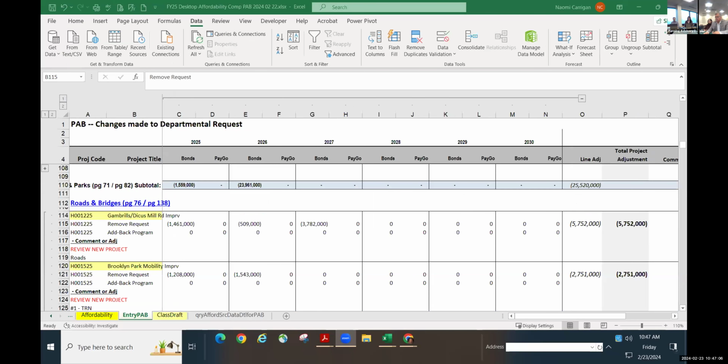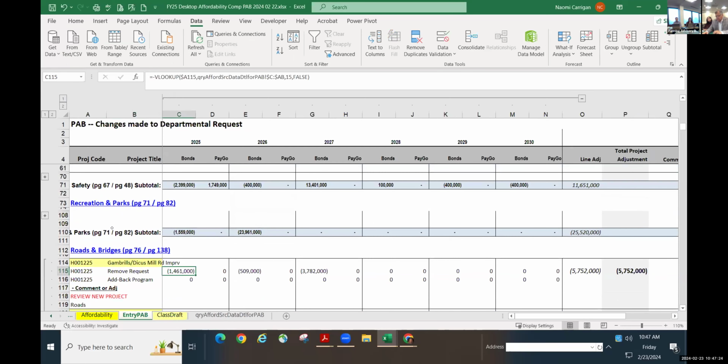Naomi, we're back. Naomi, I think you're muted. Thank you. Yes. So Naomi, I did have a comment. Can you enlighten us about the enterprise fund and that type of funding and its impact on the budget?